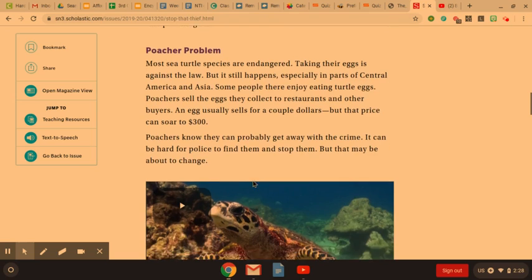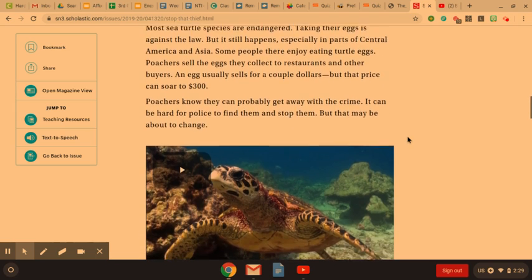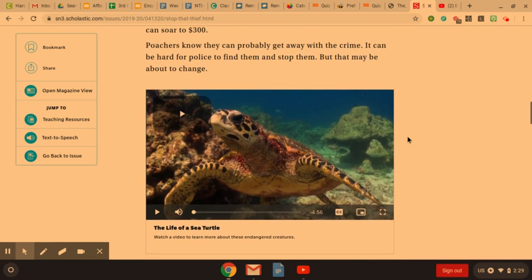Poacher problem. Most sea turtle species are endangered. Taking their eggs is against the law, but it still happens, especially in parts of Central America and Asia. Some people there enjoy eating turtle eggs. Poachers sell the eggs they collect to restaurants and other buyers. An egg usually sells for a couple dollars, but that price can soar to $300. Poachers know they can probably get away with a crime. It can be hard for police to find them and stop them, but that may be about to change.